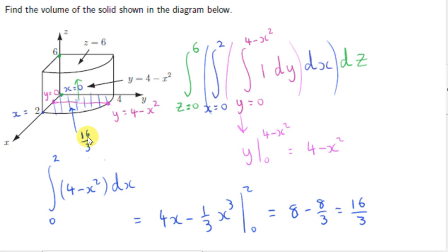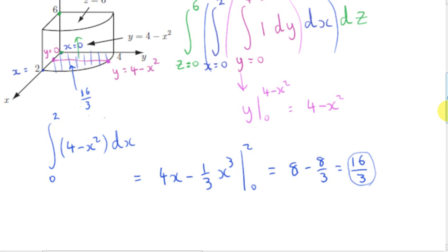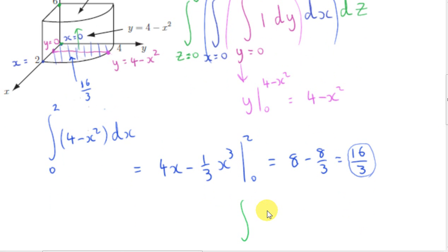So now we just have to integrate that, which is that cross section, which is a constant, by the way. We just got a number for this second integral. Integrate that from z equals 0 to 6 with respect to z. Well, that's just actually 6 times 16 over 3. So that's 16 over 3 times z from 0 to 6, which is of course 16 over 3 times 6. That gives us 32.